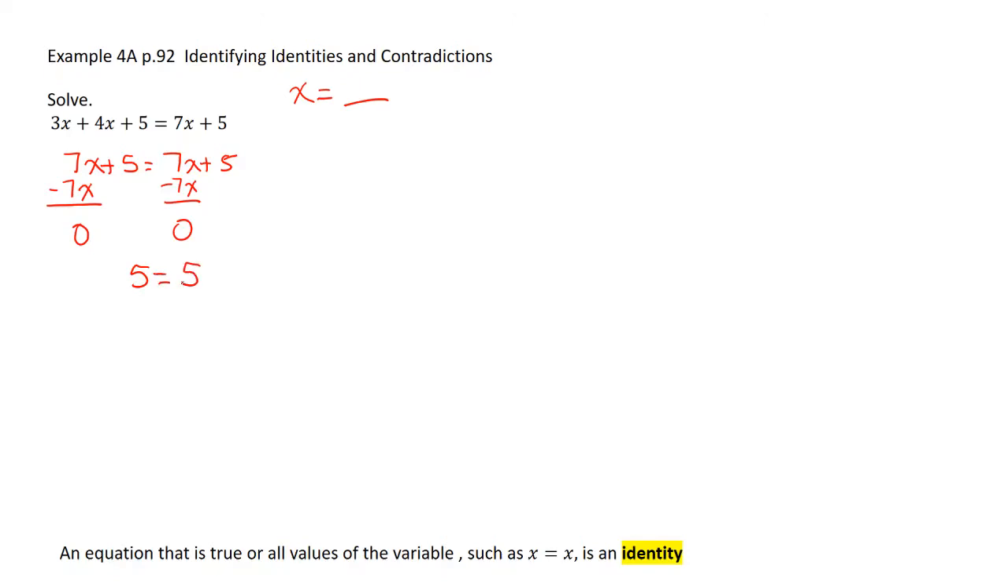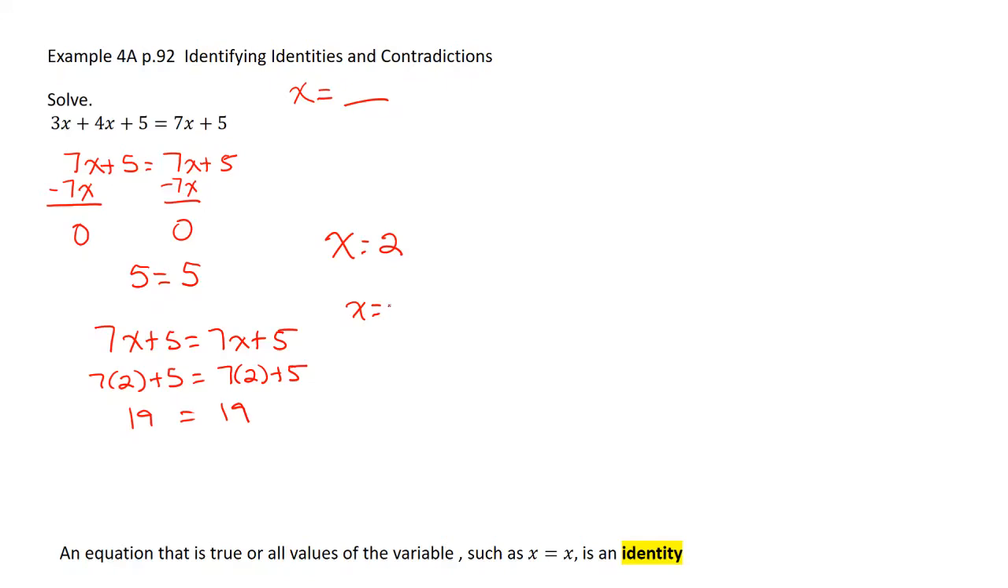So what that tells us is that x could actually be anything. So let's look at this. Go back up to 7x plus 5 equals 7x plus 5. All right, let's say x is equal to 2. So 7 times 2 plus 5 is equal to 7 times 2 plus 5. All right, and that's 14 plus 5 is 19 equals 19. So if it was 2, it would be true.